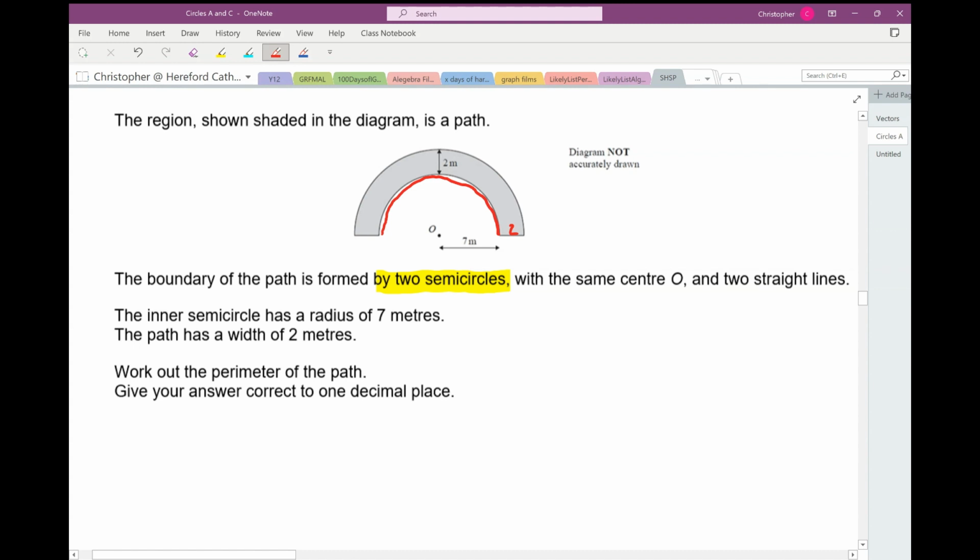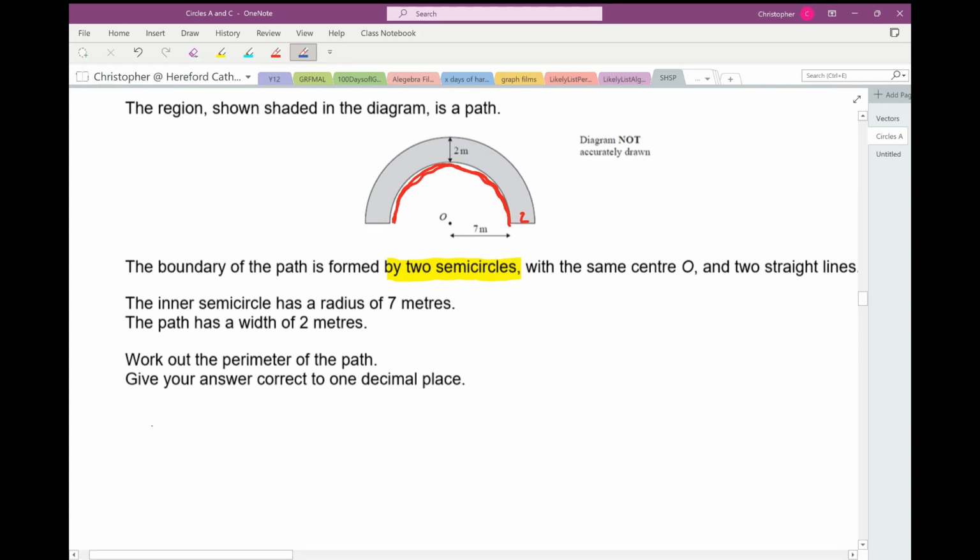First of all, let's work out that red semicircle, that inner semicircle, which I'm just drawing again there. How long is that line going to be? It's half the circumference of a circle, so that's going to be pi d over 2. What is the diameter? The radius is 7, so the diameter is 14. So that semicircle is pi times 14 and then halved. Good, so that's the red one done.